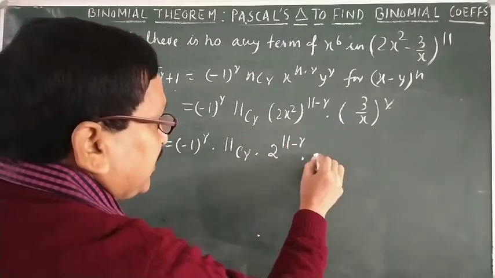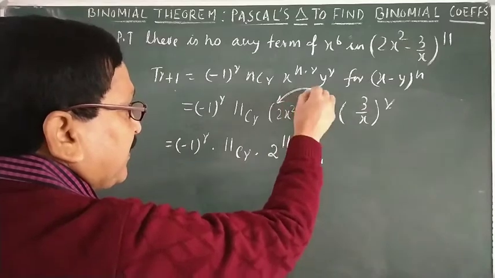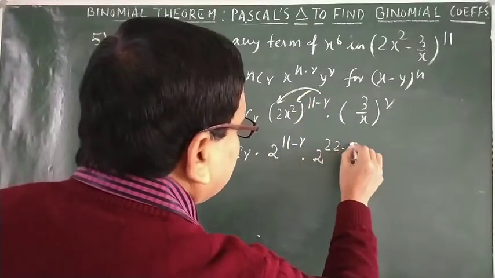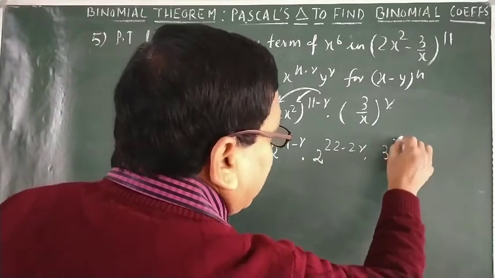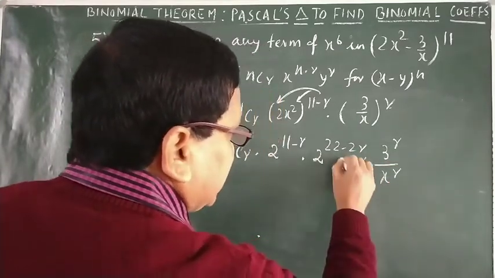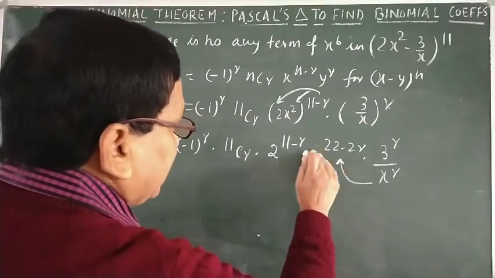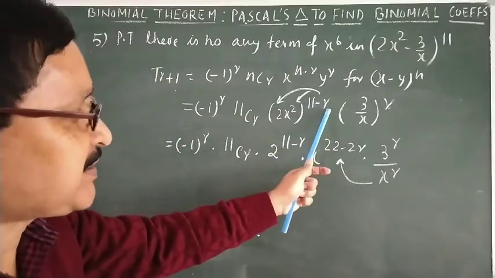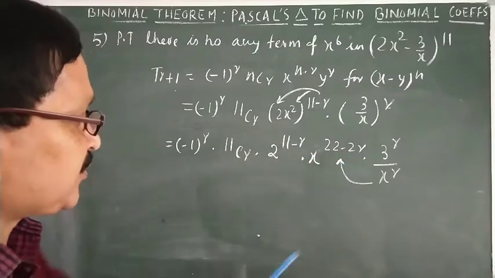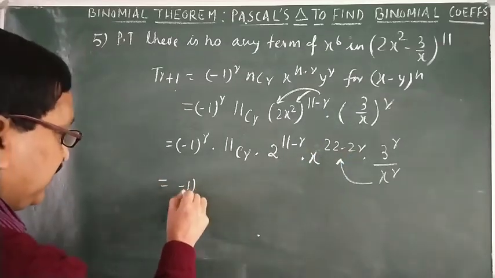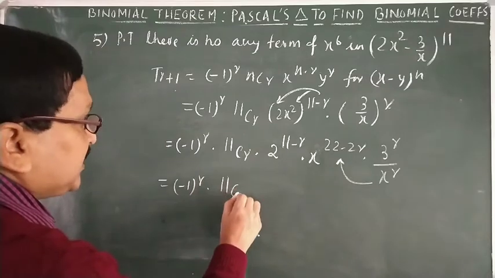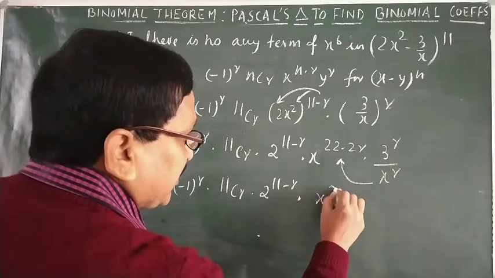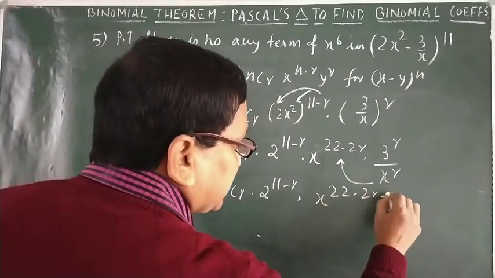Now simplify it: minus 1 to the power r, 11Cr, 2 to the power 11 minus r, into 2 to the power, again multiply by 2, 22 minus 2r, 3 to the power r by x to the power r. This will go upside. This is x squared to the power 11 minus r, x to the power 22 minus 2r. So finally 11Cr, 2 to the power 11 minus r, x to the power 22 minus 2r minus r.